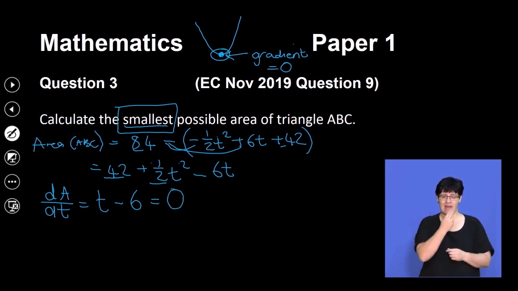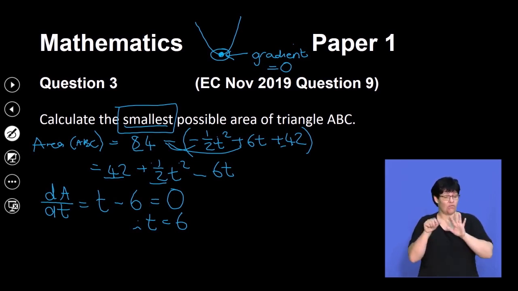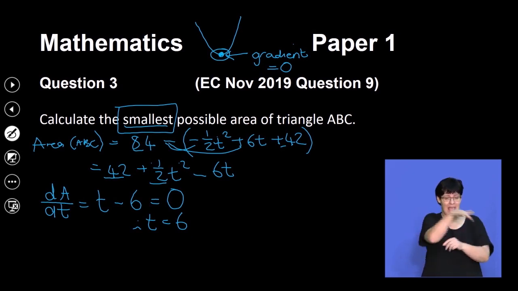So we actually have a nice, easy sum to solve here. So therefore, t is equal to 6. Okay, so now we've solved for the value of t that gives us the smallest area. We now have to go ahead and actually calculate that area.